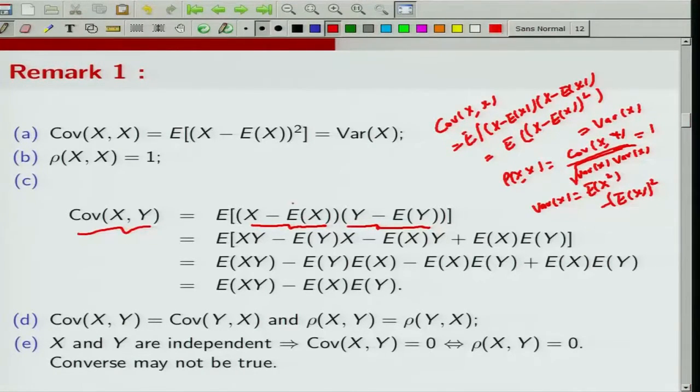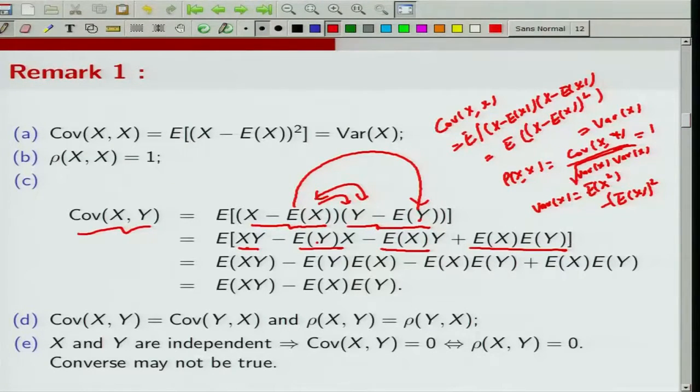So, inside the expectation expression I try to bracket. So, that becomes XY minus expected value of Y into X minus expected value of X into Y, and then plus expected value of X into expected value of Y. Now, note that here expected value of Y is a constant, expected value of X is constant. So, here this whole thing is constant. And expectation is linear.